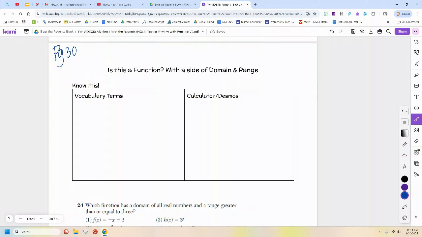All right, we're on page 30. Is this a function with a side of domain and range? So let's start off with this idea. When I have a coordinate pair and I plot that point or I write that point, a group of coordinate pairs, a set of points, is called a relation.